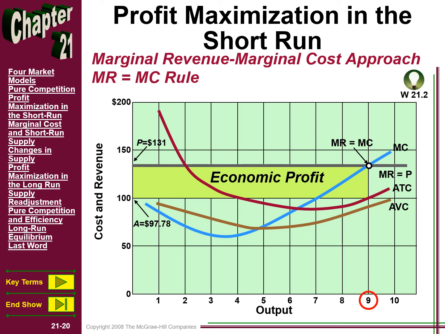So the difference between price, 131, minus average total cost, 97.78, is a width of 33.22. That segment of your rectangle, times 9 because we're producing and selling 9 units of output. That represents economic profit of 299.